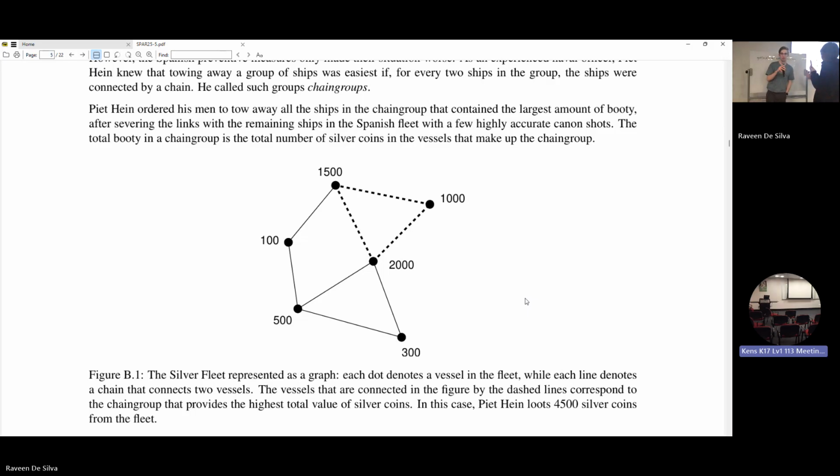So we have to look at all the cliques. For example, 1500, 1000, 2000 form a clique because every node is connected to every other node. And we have to choose the one with the largest sum and output the value of that sum. The main observation here was that you can't have a clique without any of the edges crossing for n greater than 4. So I can do some examples on the board.